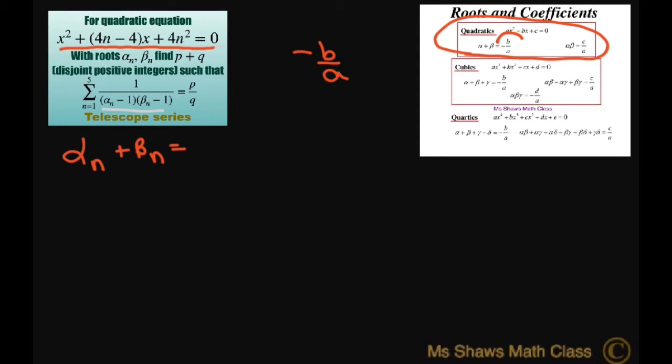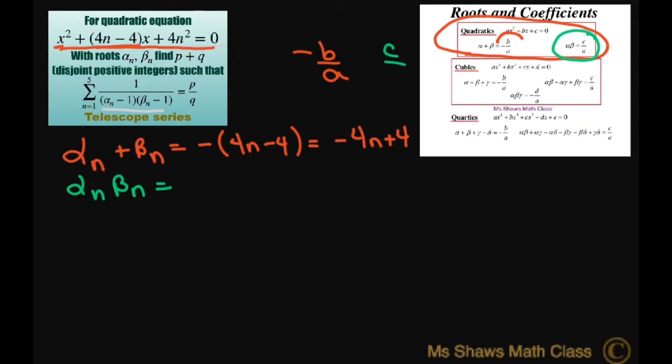I'll write it a little bigger. So this is your b. So that's negative b, 4n minus 4, divided by a. Well, a is just 1. So this is going to equal negative 4n plus 4. And then we use the product of our roots. So that's going to be alpha sub n times beta sub n, and that equals c divided by a. There's your c, that's 4n squared divided by 1. So that's what we have there.